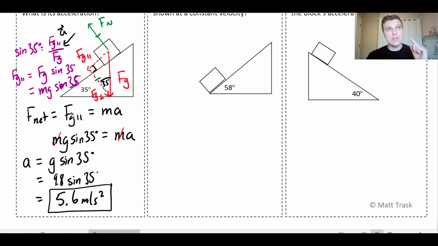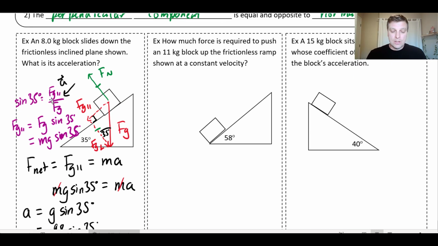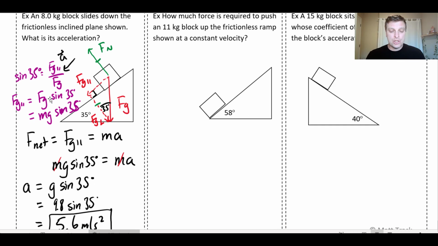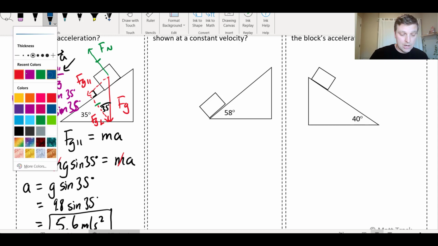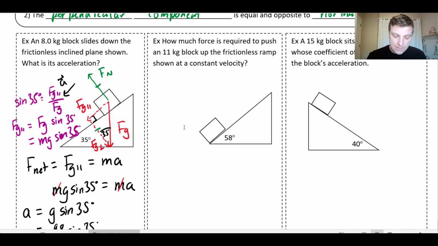So the first thing we notice is that on this frictionless ramp, the mass doesn't seem to matter. The acceleration stays the same. Okay, let's look at this one. Now we want to push a block up a ramp, and the question is, how hard do we have to push it? Obviously in this case, we're pushing this block up a ramp like this.